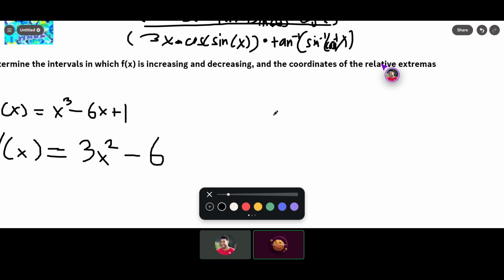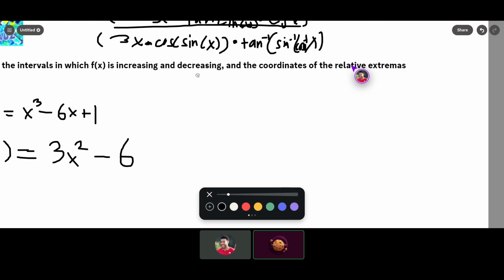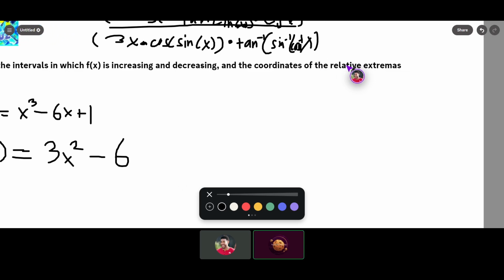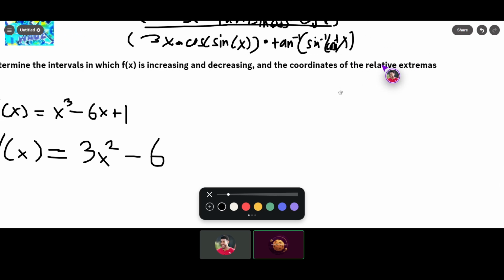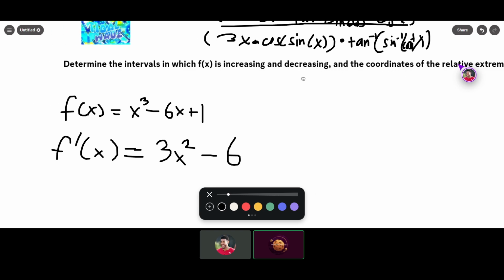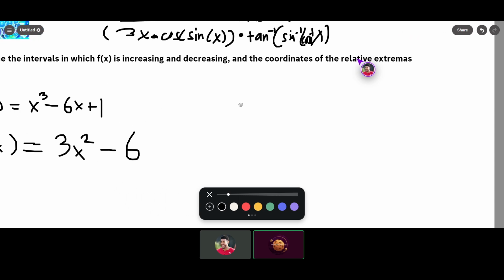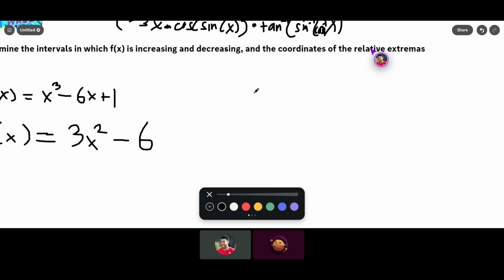And the question is asking for the intervals in which f of x is increasing and decreasing. But first, let's focus on the relative extremas, which is the easier part of this question. The special thing about a relative extrema is that the slope at that point is 0, which means we can set the derivative function equal to 0 to find the coordinates of the relative extrema. So Solo, why don't you do that for us?